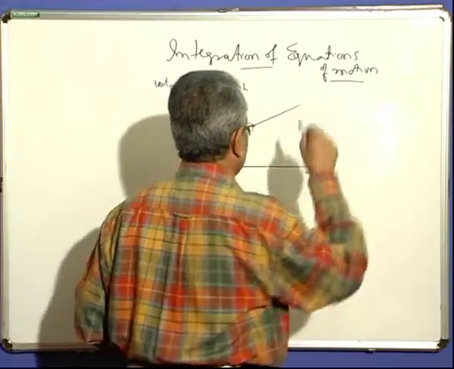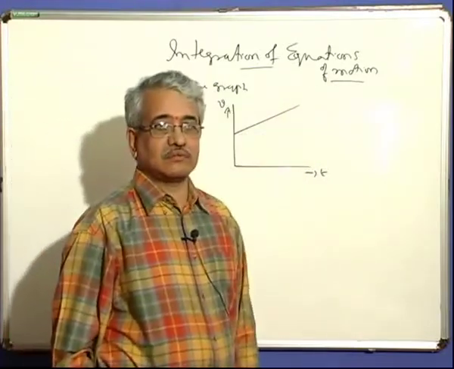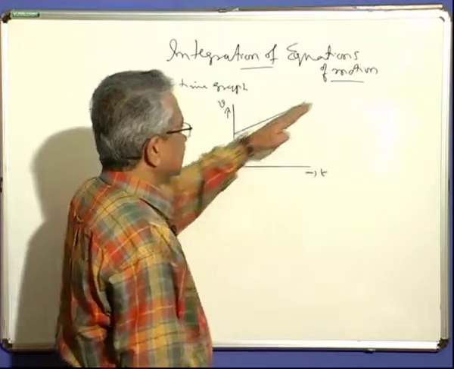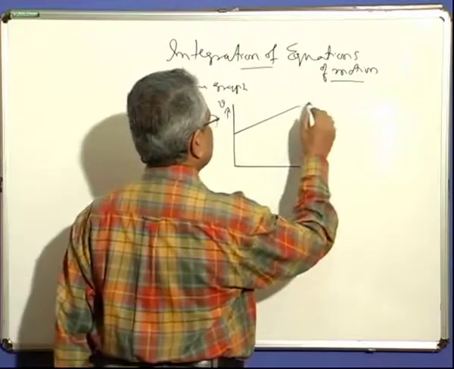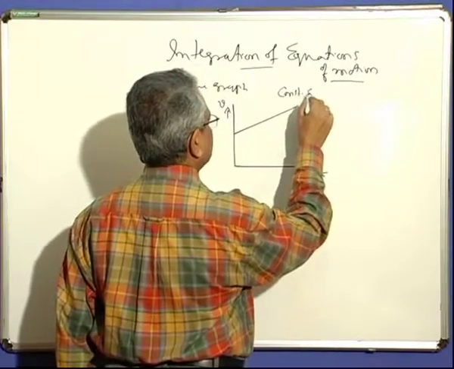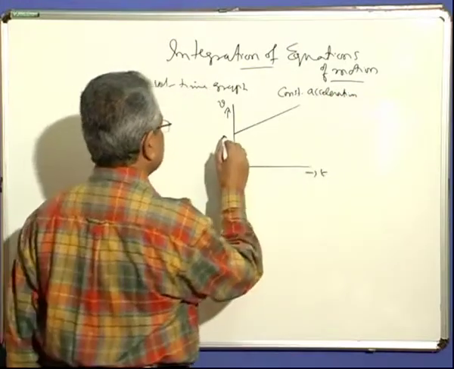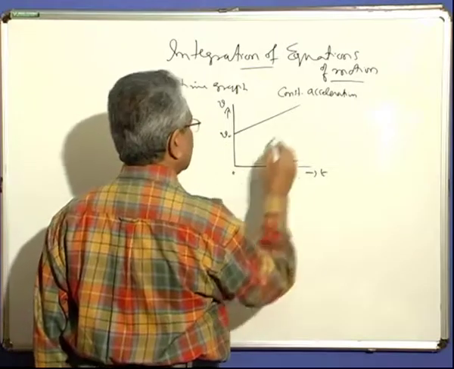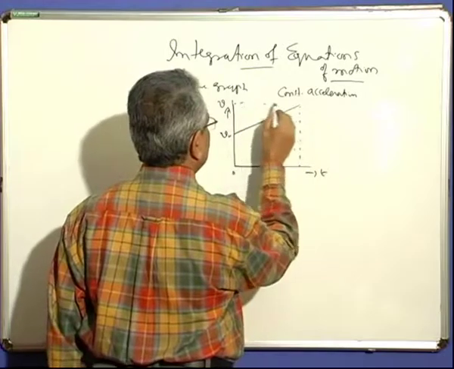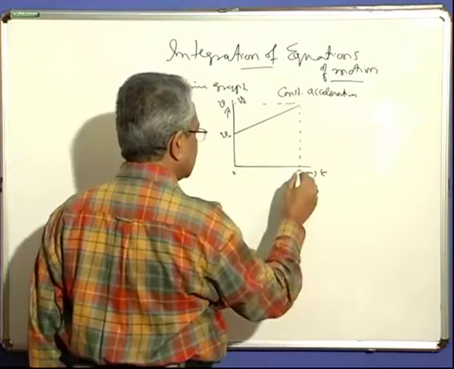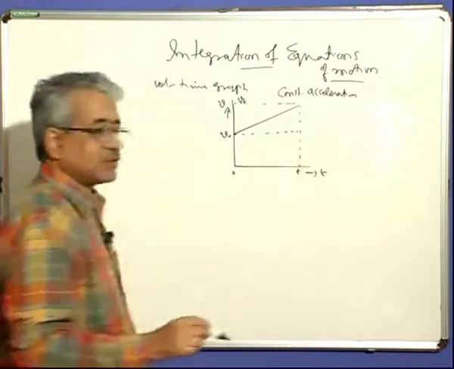Suppose there is a velocity time graph like that. It is a constantly increasing velocity. That means the increase in velocity is constant. Velocity is not constant, the increase in velocity is constant. So this is the case of constant acceleration, we said. Here the velocity is v0 at t equal to 0. Here the velocity may be written as vt. This is the time interval, and we had drawn this graph earlier if you remember.